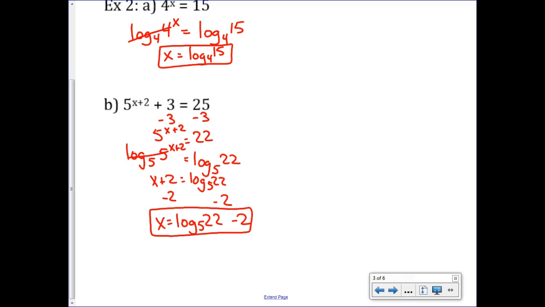Now again, if you need to plug into your calculator, you're going to use log of 22 over log of 5, and then we would do minus 2. Plug that in, find out what that x value is.